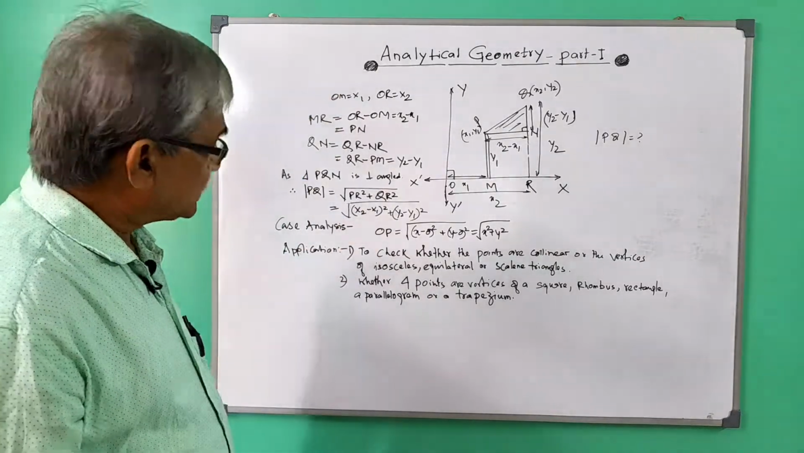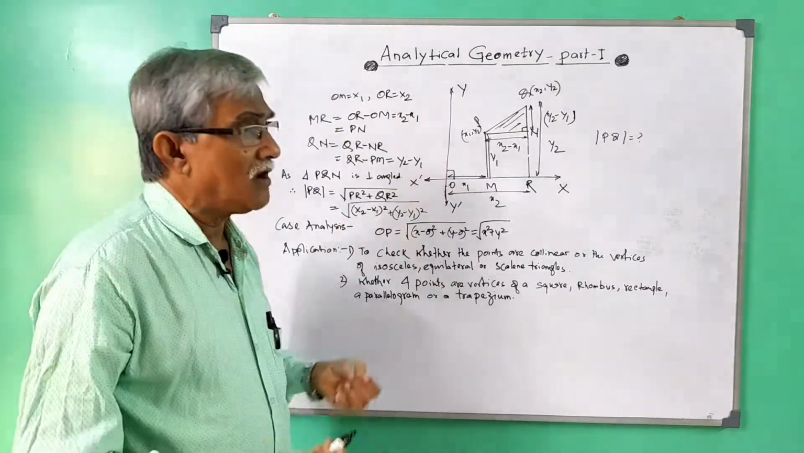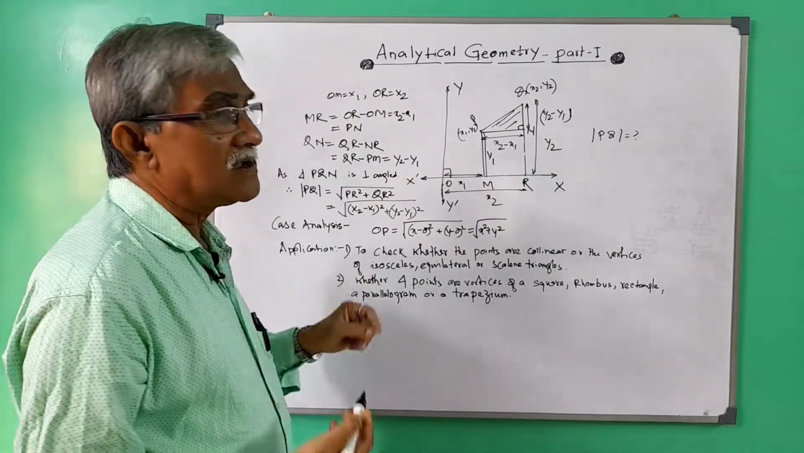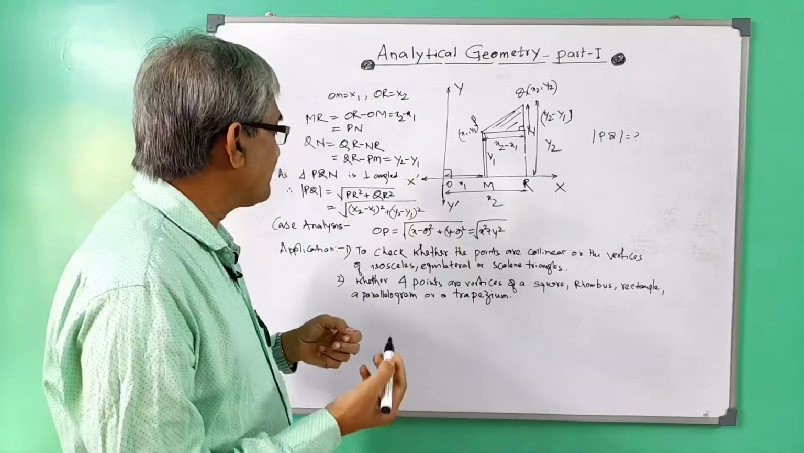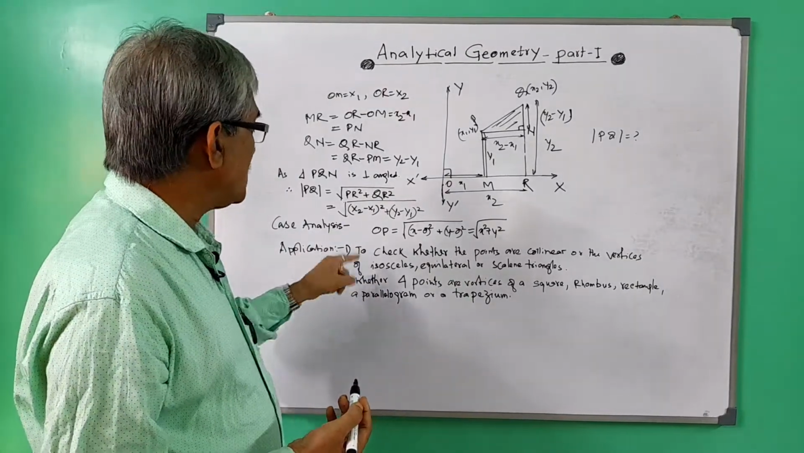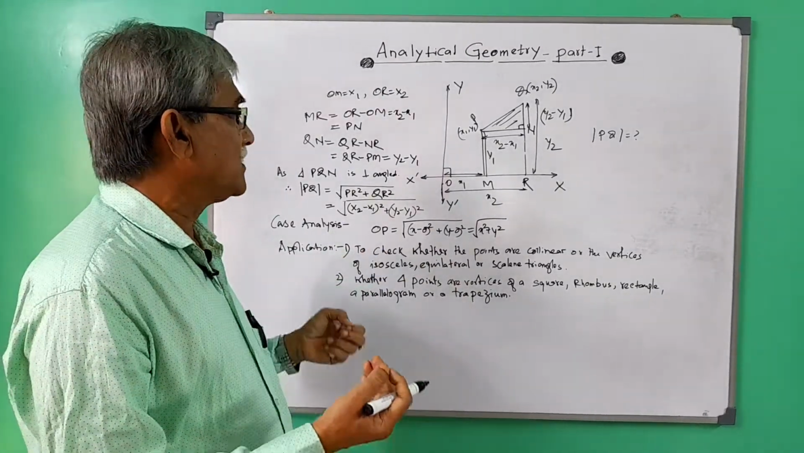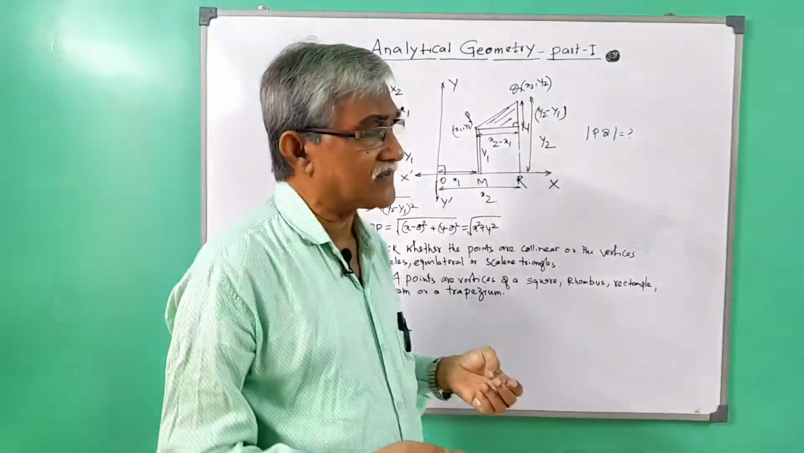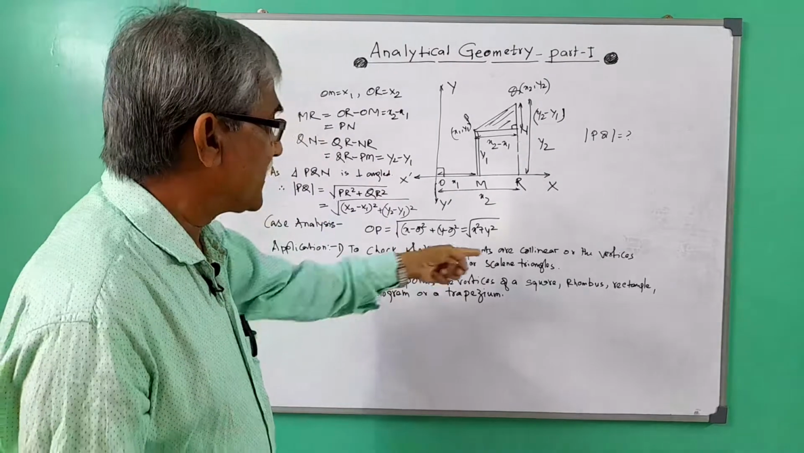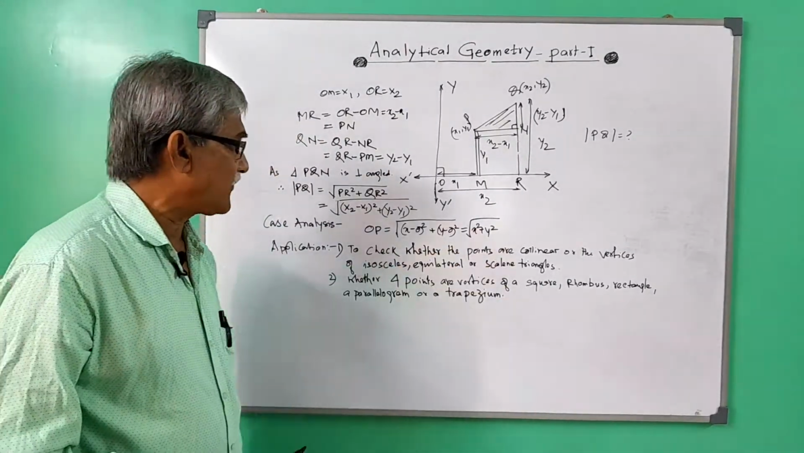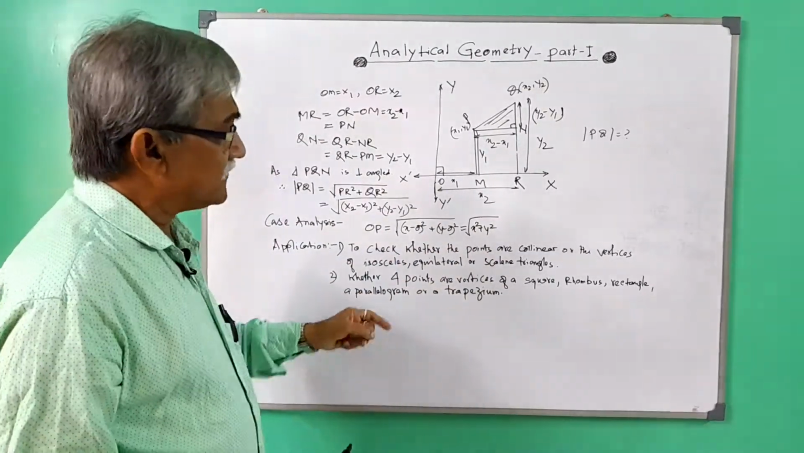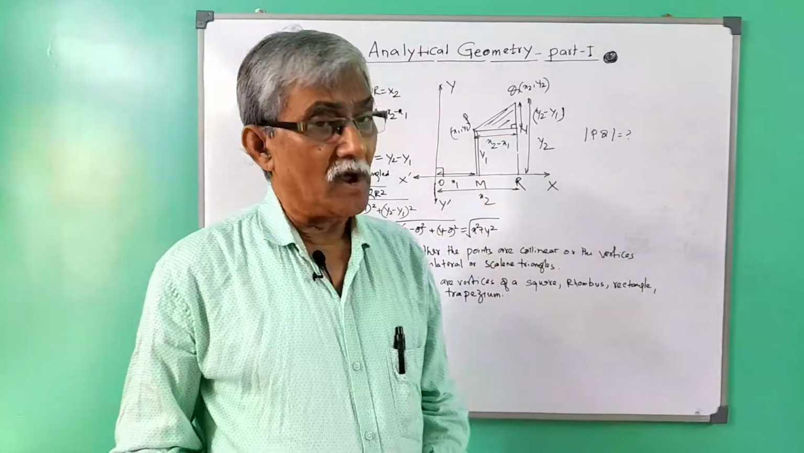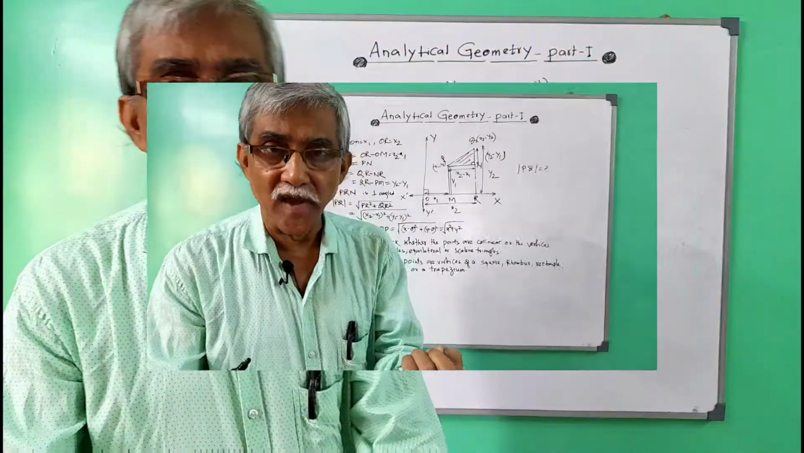Now you may ask, so what is the application of it? Why will we be doing this coordinate geometry or analytical geometry? We have lots of applications for it. Like to check whether three points are collinear, or whether they are the vertices of an isosceles, equilateral or a scalene triangle. If there are four points, whether the four points are the vertices of a square, a rhombus, a rectangle, a parallelogram or a trapezium.